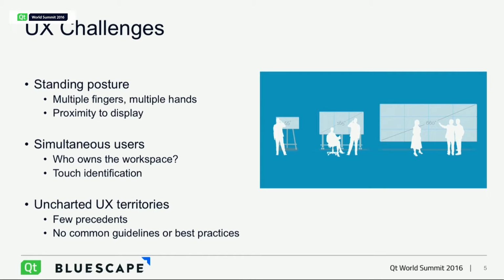So what are the challenges in terms of UX for all this? The big difference is you're not sitting at your desk anymore. When you're working on such a wall, you're standing. So this has a lot of impacts, positive and negative. The positive impact, for example, is you're free to use both of your hands. So you can now create user interfaces, gestures and user interactions where you can use not only fingers on one hand, but also two fingers on the two hands at the same time.